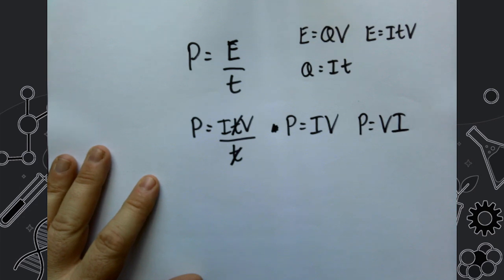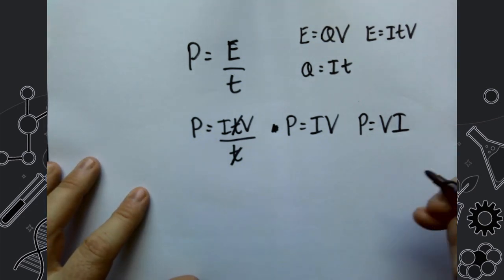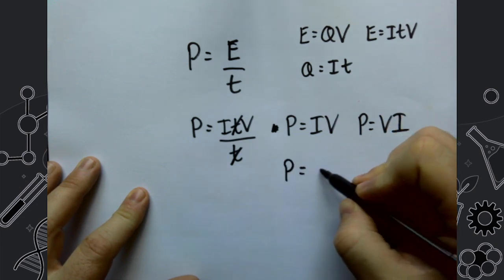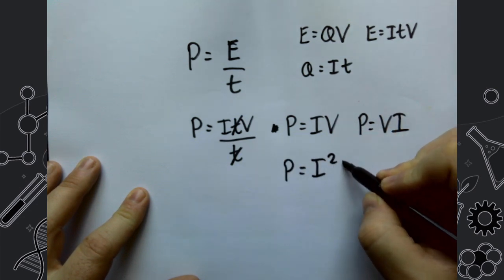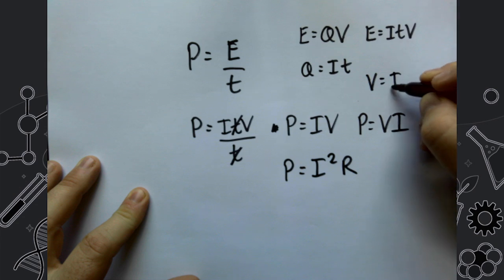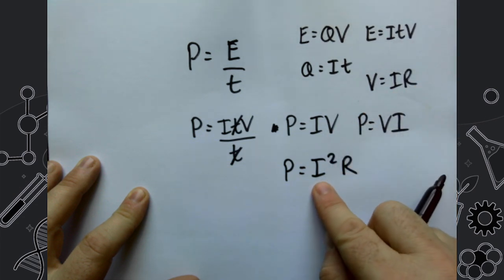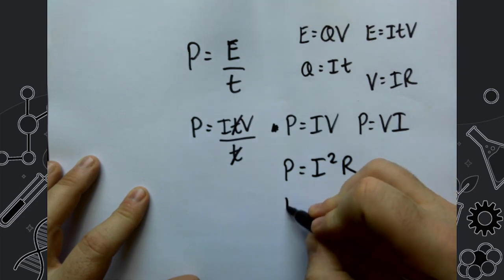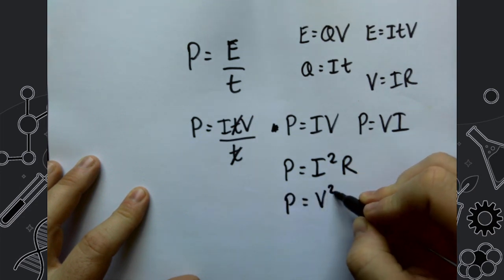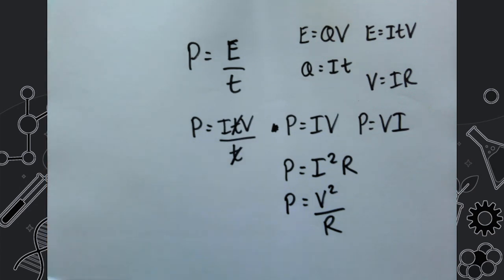Now we can use Ohm's law to be a little bit tricky, and we can come up with two other power equations. The first is I squared R. That's just swapping out the V. Voltage is current times resistance, so we can swap out the V for I times R, which gives I squared R. And there's another one which, for some bizarre reason, is not given in the equation sheet: V squared over R. You probably won't have to use it.